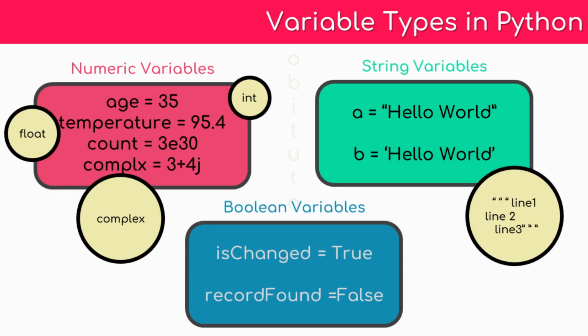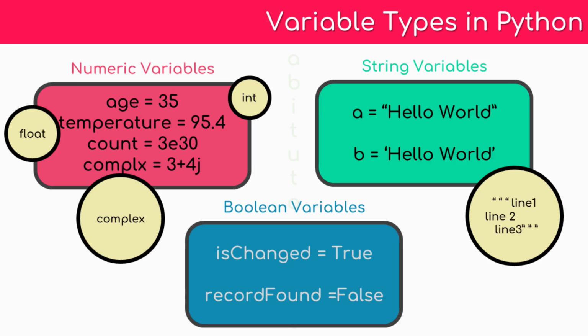There are different types in which variables are represented in Python. The first type is numeric variables, whose purpose is to store numbers. Numeric variables can store an integer number, for example, age equal to 35. They can also store floating point numbers such as numbers with decimal points and exponential numbers. Example, temperature equal to 95.4 and count equal to 3e30. E given here is a short form of exponent.